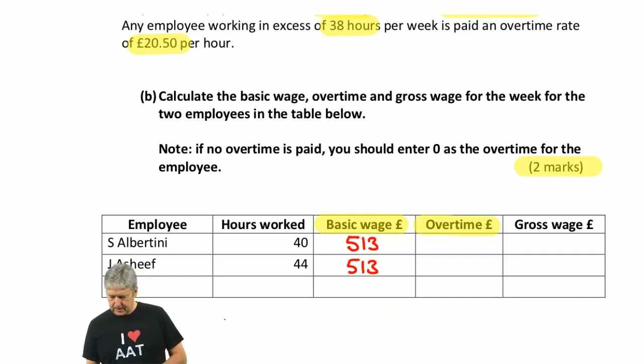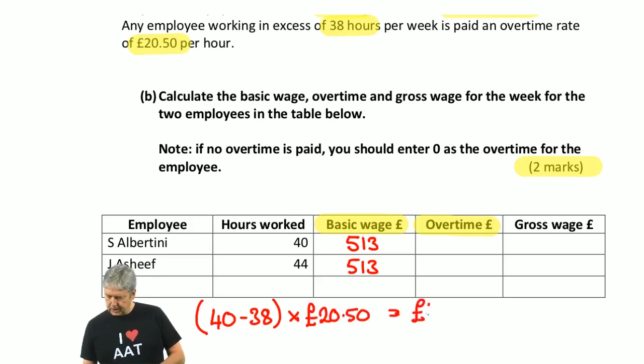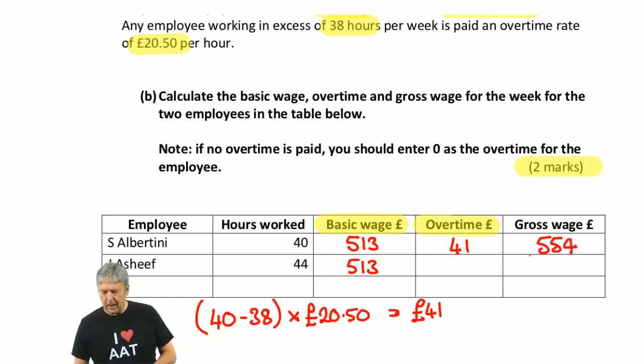Albertini, whoever that person is, we see that the hours worked were 40. The normal hours were 38. So they got 2 hours of overtime, and we multiply by the overtime rate of 20.50. So I've got a sneaking suspicion that that comes to £41. So my gross wage is 554. Is everybody happy where these numbers are coming from?